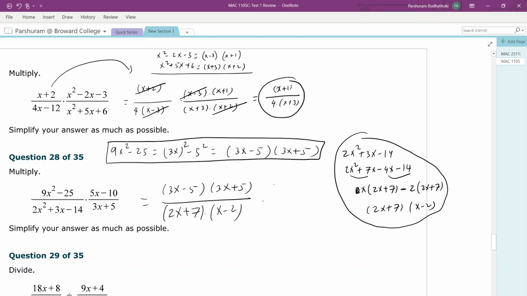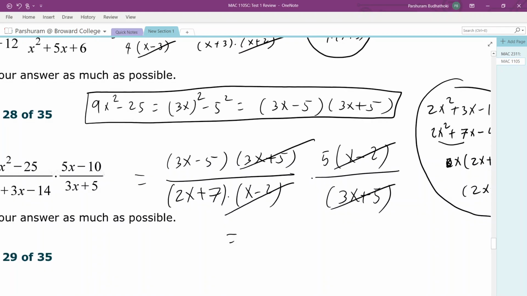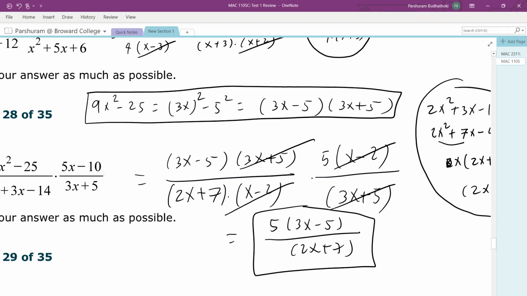And from the second one, the common factor is 5, so 5 times x minus 2. And on the bottom one, there's nothing we can do. So after that, we can cancel the common factor from the top and bottom. And finally, the leftover will be our answer. So the leftover is 5 times 3x minus 5 over 2x plus 7. So that's the final answer for problem 28.